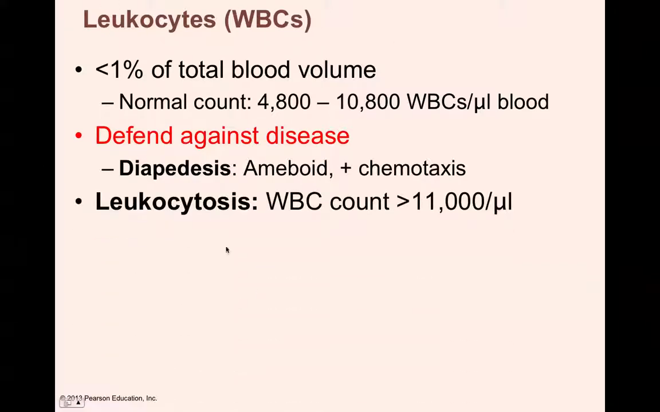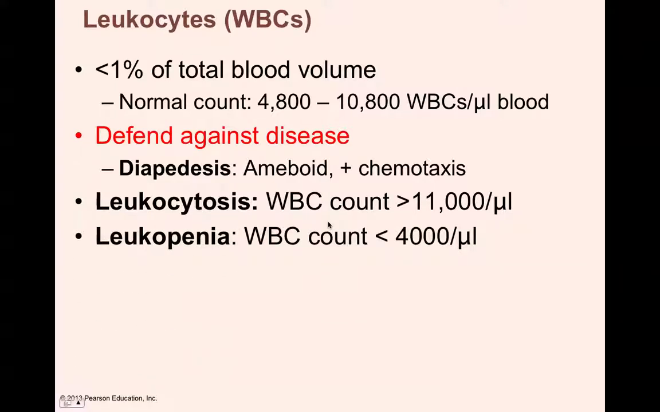Leukocytosis is actually when the white blood count is greater than 11,000 per microliter. So these are too many white blood cells. It may indicate an infection. Leukopenia is the opposite. This is when the white blood cell count is less than 4,000 per microliter.